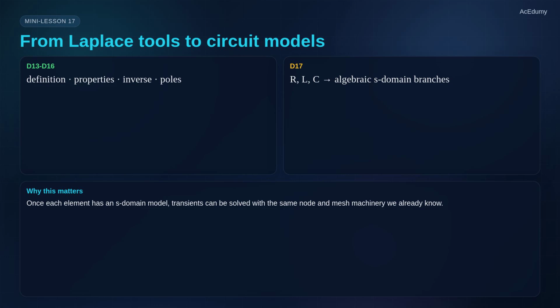Resistors will look almost unchanged. Inductors and capacitors will carry memory, so their initial current or initial voltage becomes a source term. Once we can do this, the next lesson can write node and mesh equations directly in S.